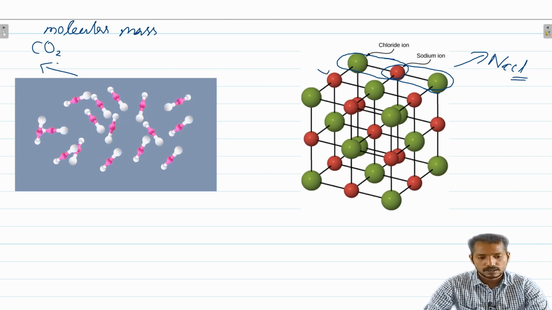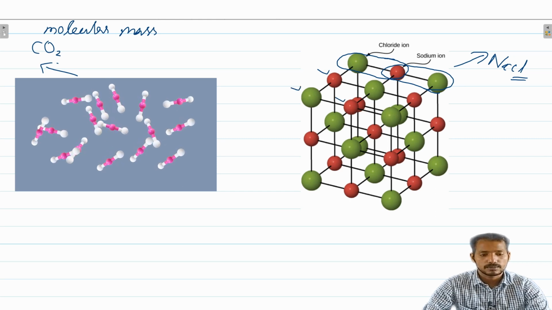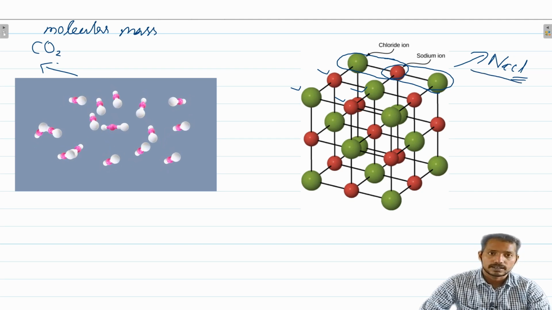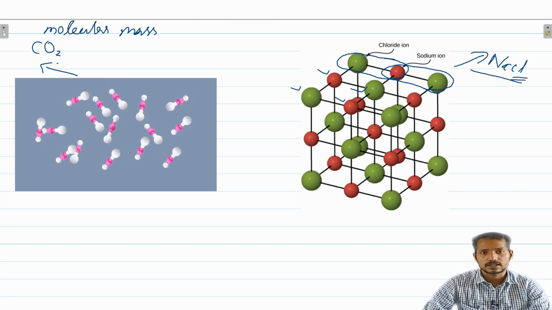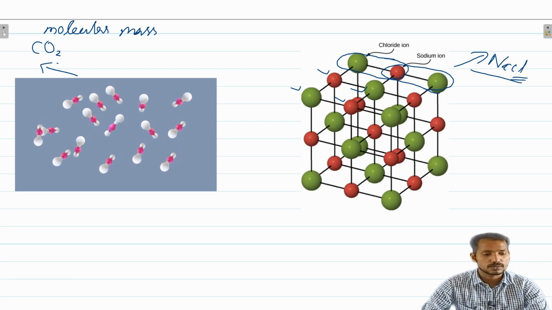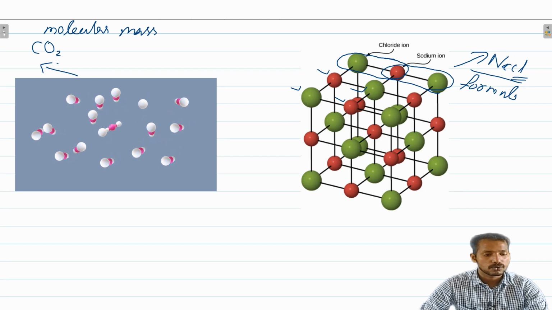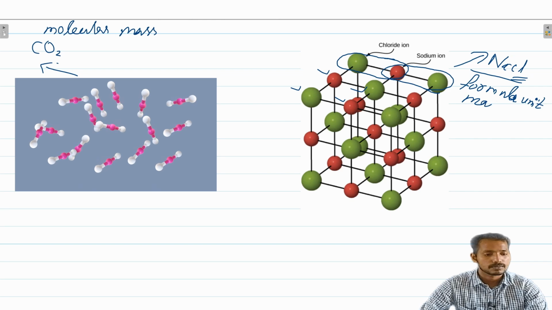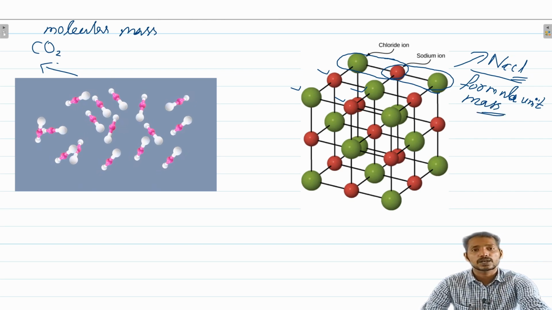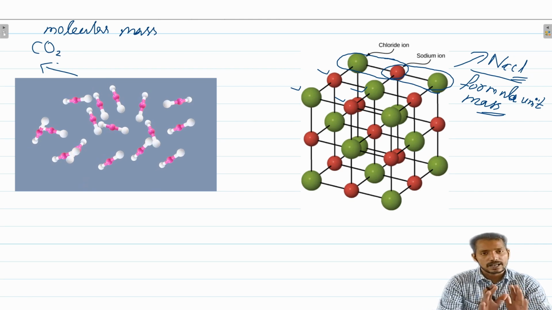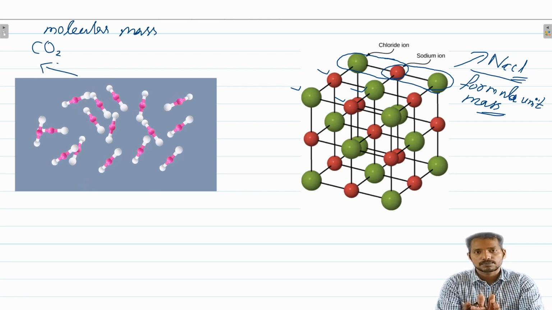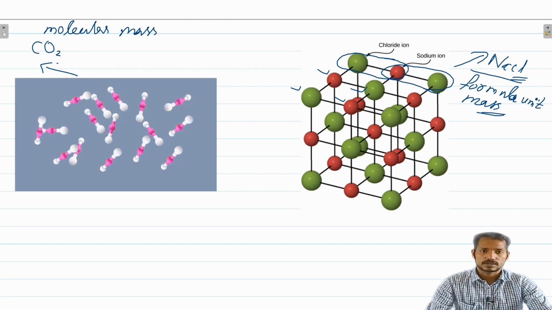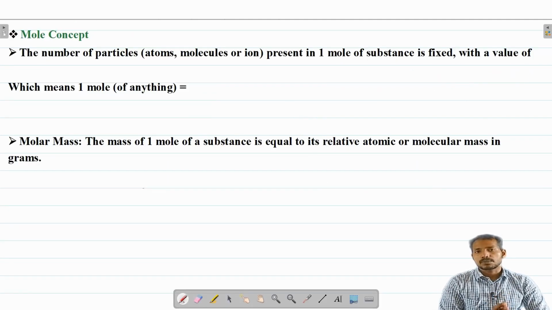After every sodium, another is chlorine. The next is sodium, the next is chlorine. It is like that. So the ratio is 1:1. Because of that, we will call it formula unit. Clear. So the mass of this will be formula unit mass instead of molecular mass. So this is the difference between molecular mass and formula unit mass. Okay. The calculation method is the same, but the term formula unit mass we use in case of ionic compounds. Okay. That's all. Next topic is the mole concept.